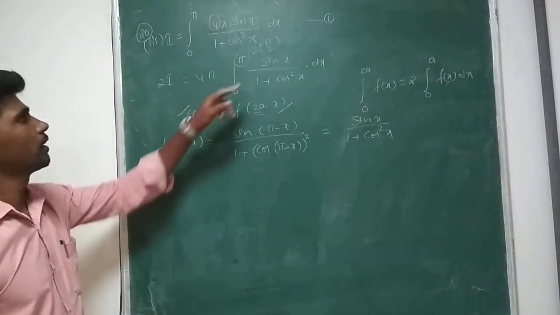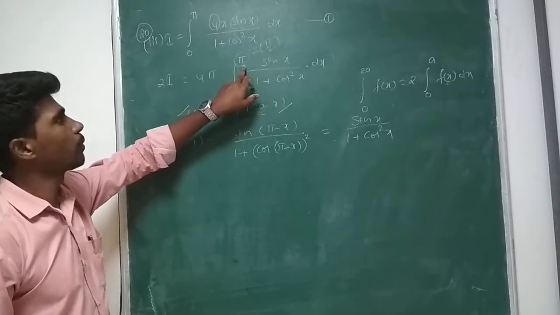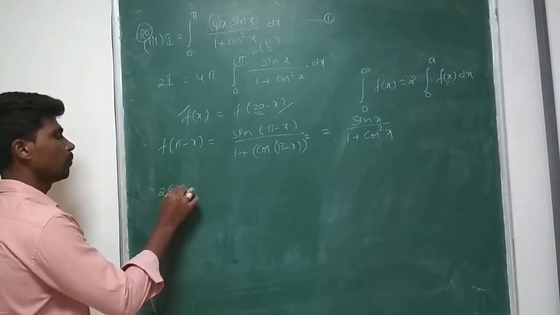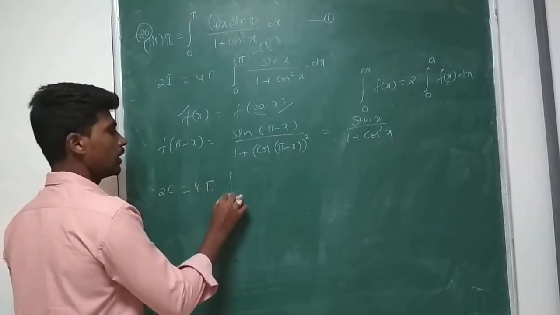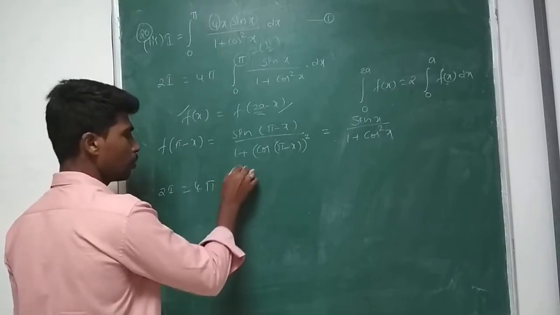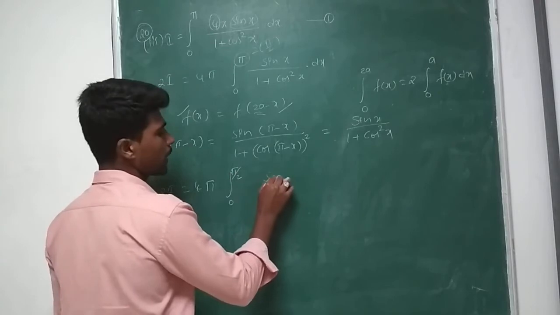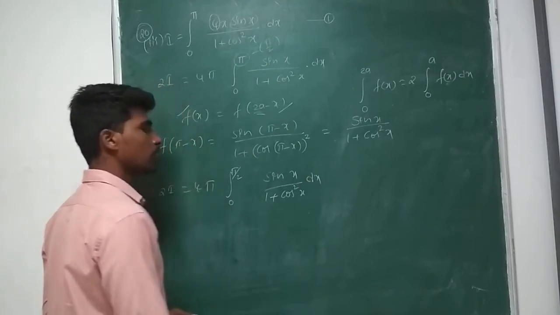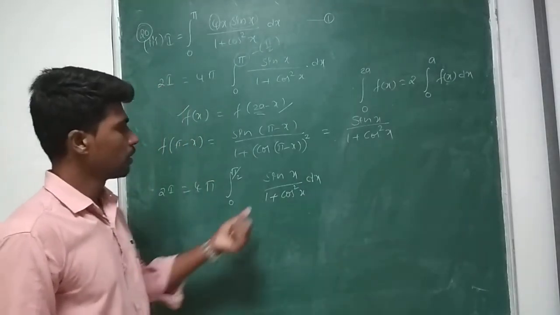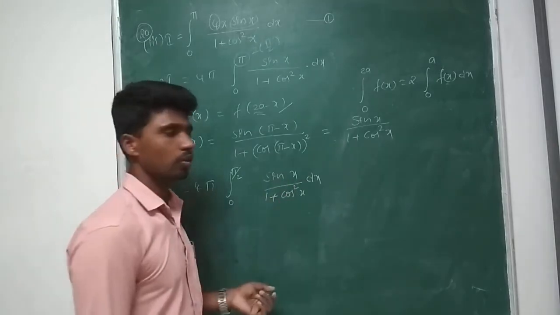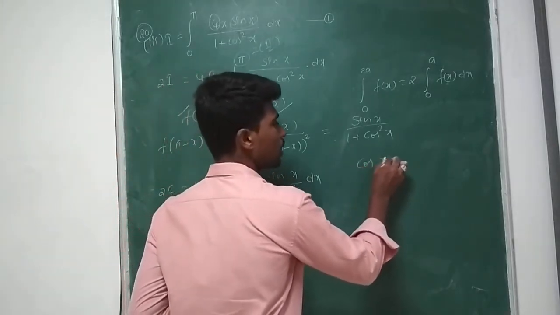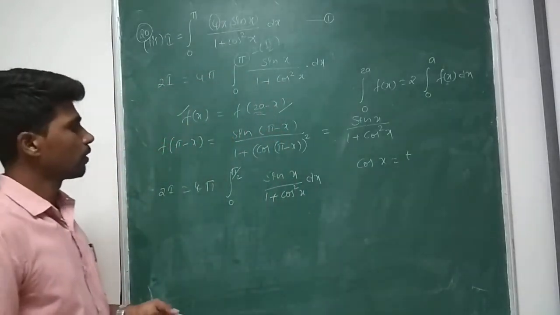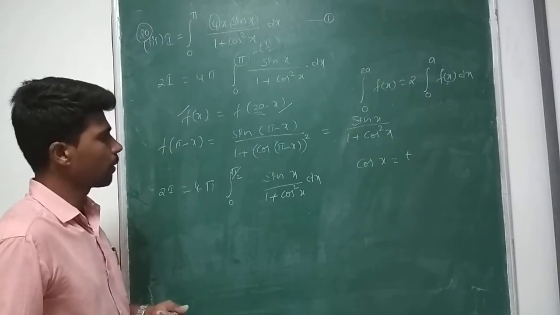So now what is the value of a? The value of a is pi by 2, because I wrote pi as 2 into pi by 2 to apply the formula. Therefore I get 2I is equal to 4 pi into integral 0 to pi by 2 sin x by 1 plus cos square x dx, and go with the simplification. In the numerator I have sin x, so I can use the substitution. Put cos x is equal to t.